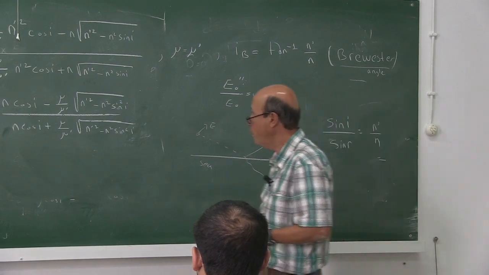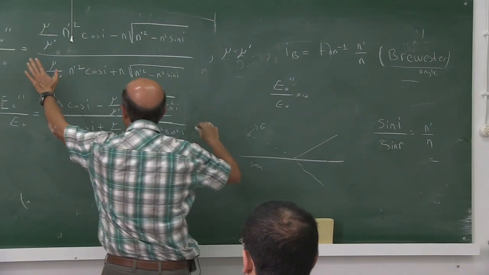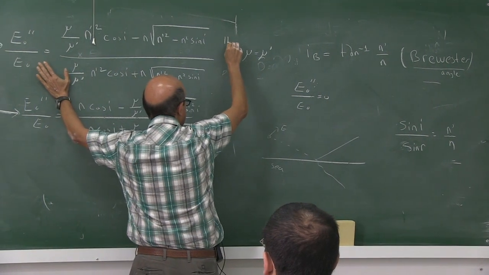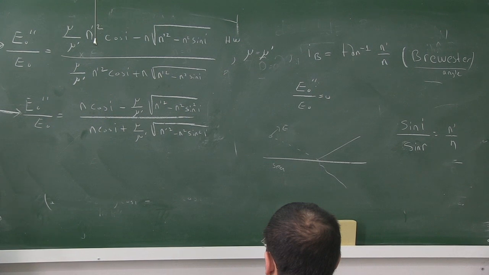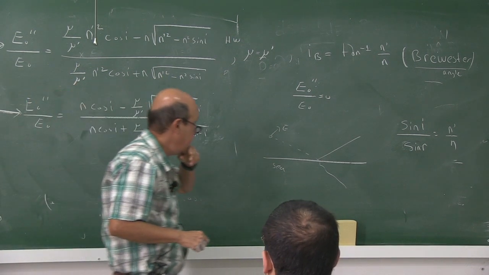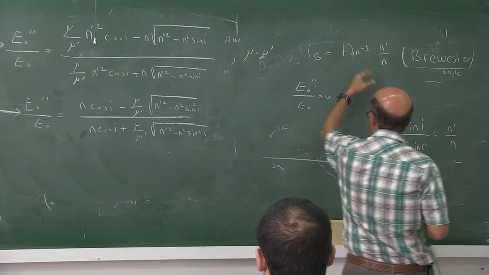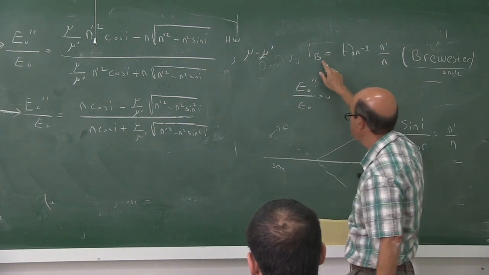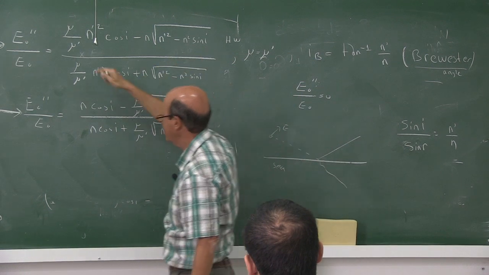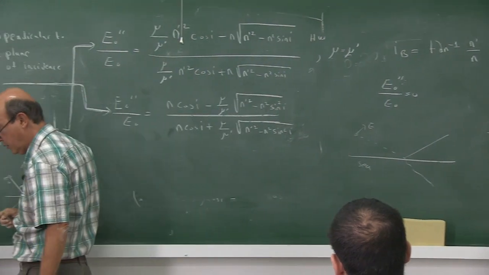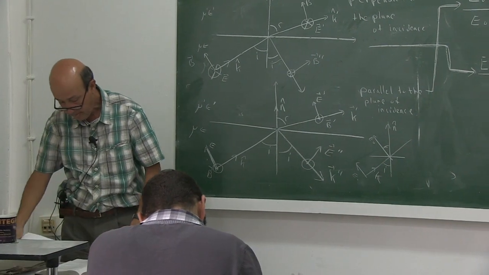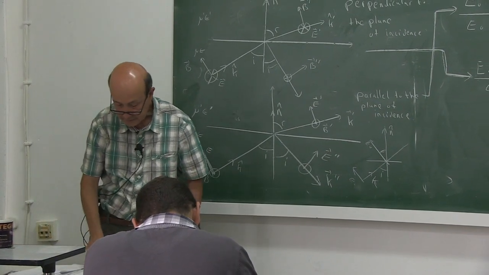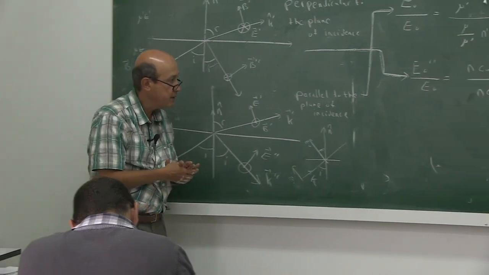So as your homework, derive this one. You don't have to derive the other one. And when you derive this, you will use the Snell's law and show that also at this critical angle, when you substitute there, this ratio goes to zero. So that is all for chapter 7.